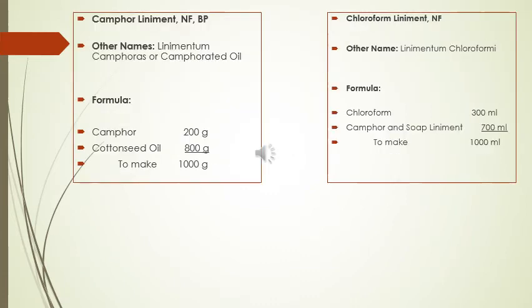Next slide shows two examples of liniment. One is camphor liniment and the other is chloroform liniment. So camphor liniment is prepared in cottonseed oil and chloroform liniment is prepared in camphor and soap liniment.